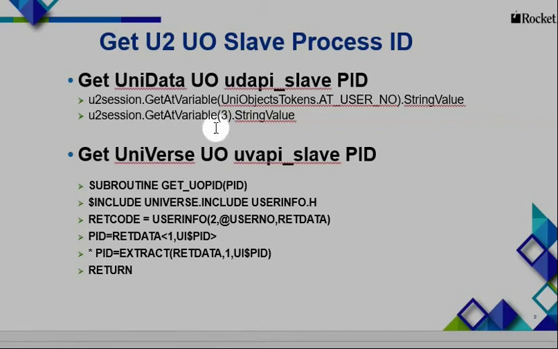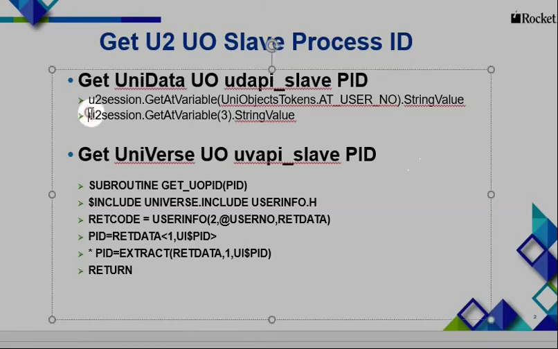The first one is for UniData, the UO slave PID. For the client side, like U2 Toolkit, UO.NET, or UOJ, you can use the function getAdVariable3. Or you can also use it this way to get the slave PID numbers.